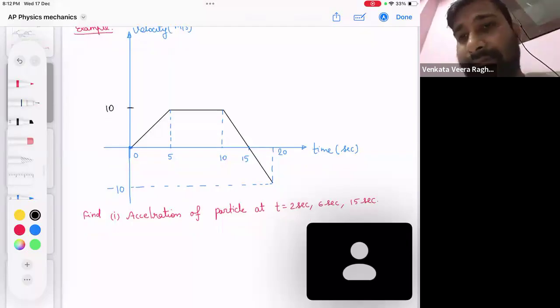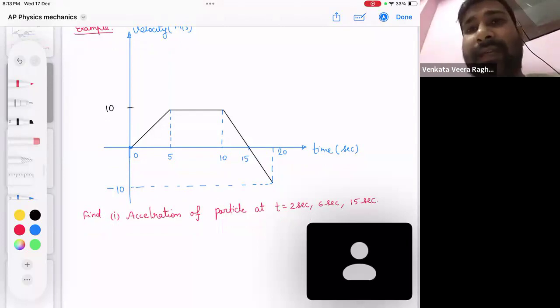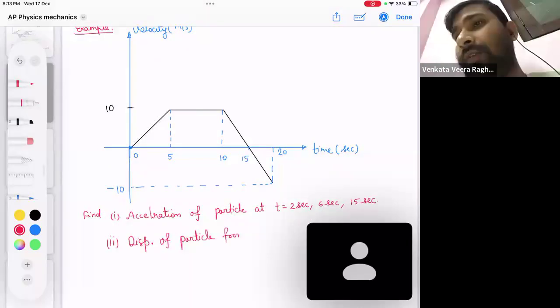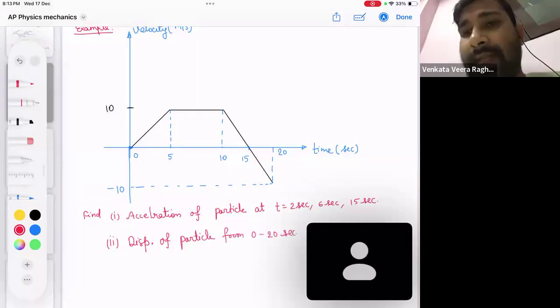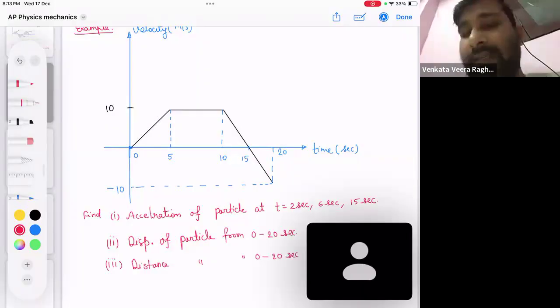The second part of our question is to find the displacement of the particle from 0 to 20 seconds. The third question is the distance traveled by the particle, again from 0 to 20 seconds.